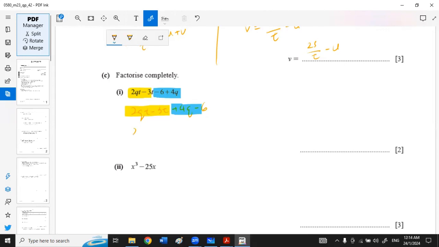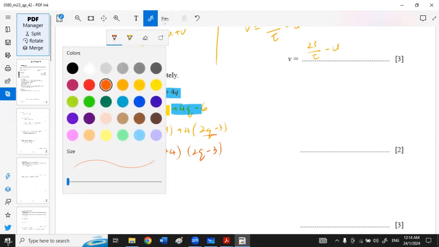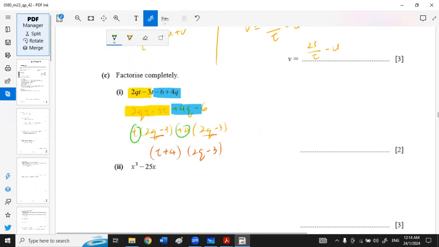So you get t times 2q minus 3, and plus 4 times 2q minus 3. Do take note, the brackets need to be the same. Then t plus 4 and 2q minus 3. One is from here, the t plus 4 you put into one bracket, t plus 4, and 2q minus 3.